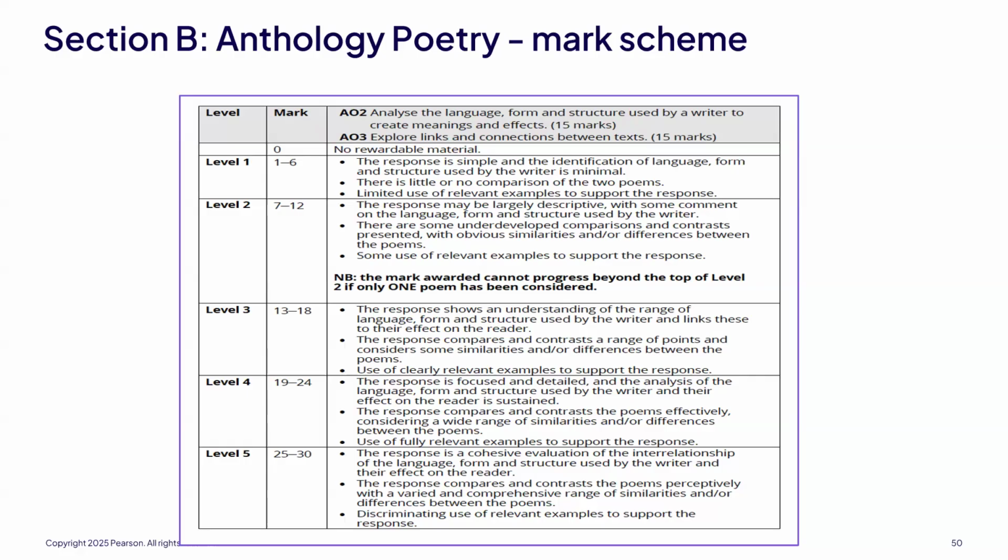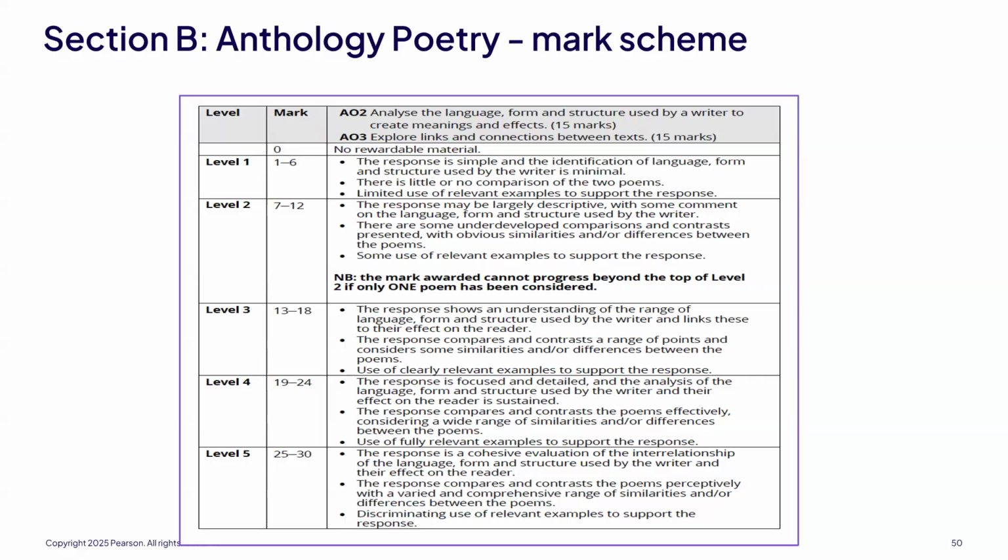Underdeveloped comparisons in level 2, and we've got that similarities and/or differences there. In level 3, we're talking about a range of points, some similarities and/or differences. And then in level 4, we're talking about them comparing effectively. And in level 5, we're talking about them comparing perceptively. And then, of course, the references are limited, some, clearly relevant, fully relevant, and discriminating.